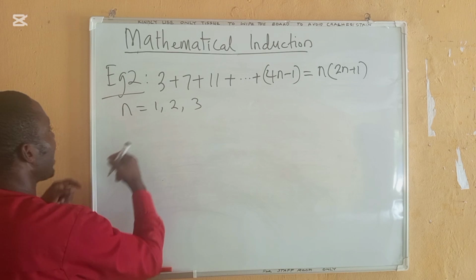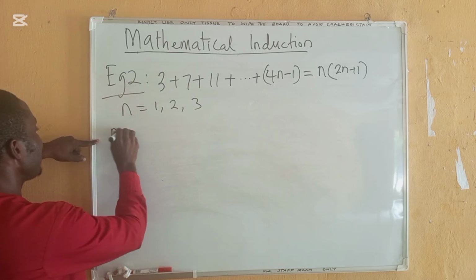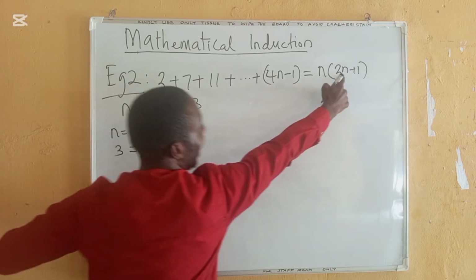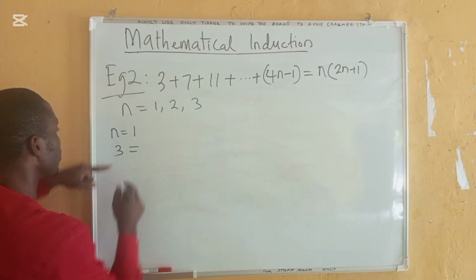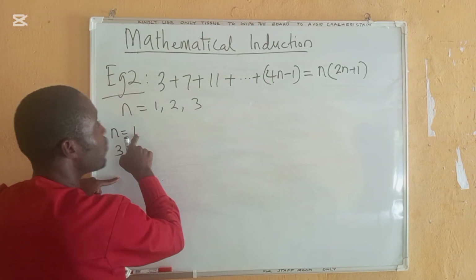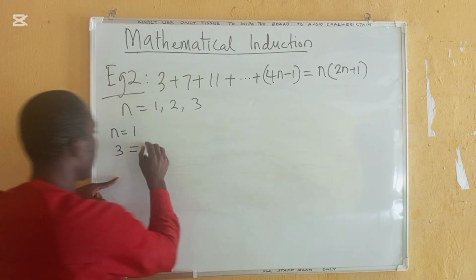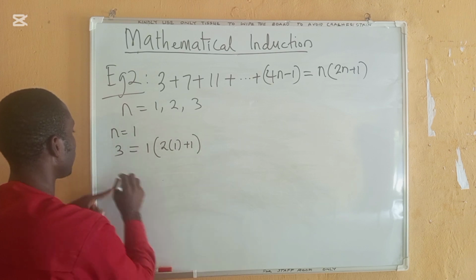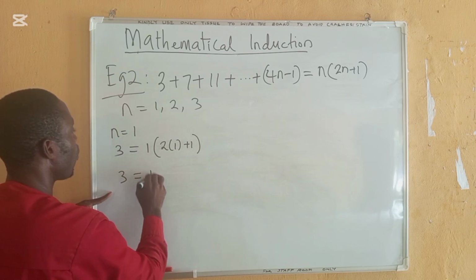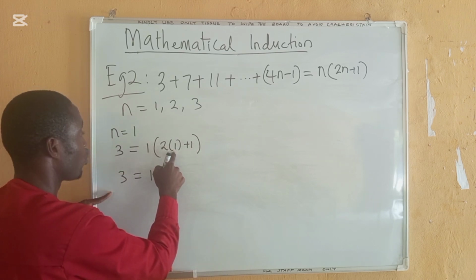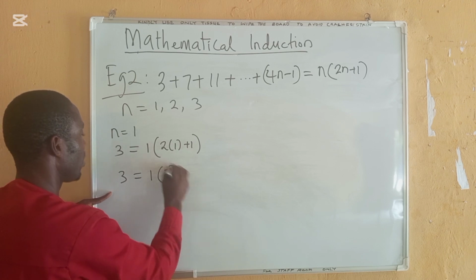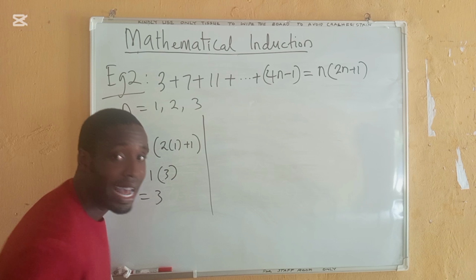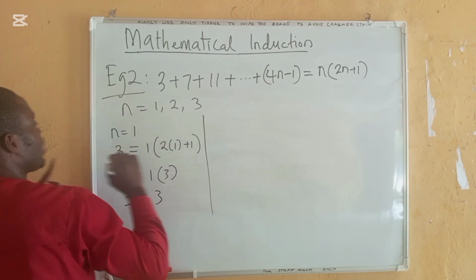So, at n equal to 1, the first term here is 3, which is equal to the term formula here. So anywhere we see n, replace it by 1. So we have 1 into 2 multiplied by 1 plus 1. So 3 is equal to 1 into, 2 times 1 will give us 2, 2 plus 1 is 3. Of course, 1 times 3 will give us 3, so 3 is equal to 3. That has been proven.